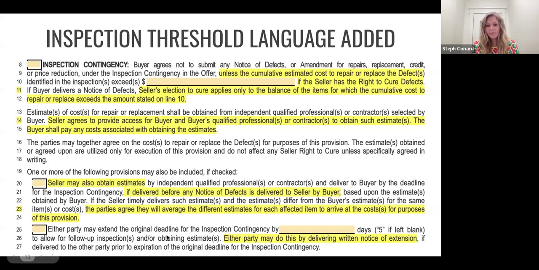The next provision that we could add is either party may extend the original deadline for the inspection contingency by blank days. It defaults to 5 if that's left blank, to allow for follow-up inspections and or obtaining estimates. Either party may do this by delivering the written notice of extension. So this is kind of nice too.